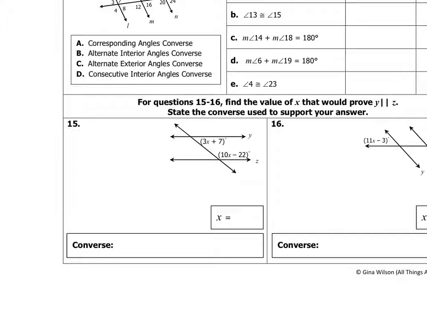Okay, now these two guys, I'm not going to tell you what kind of angles they are because that would give away the converse part. But these two, you add them together and set them equal to 180 and solve for x.